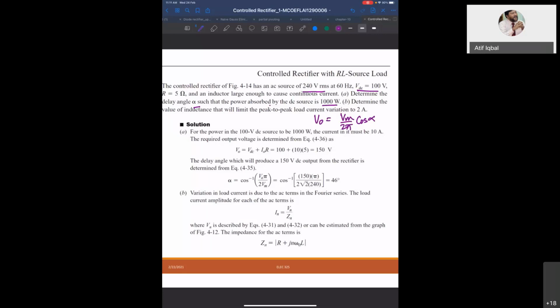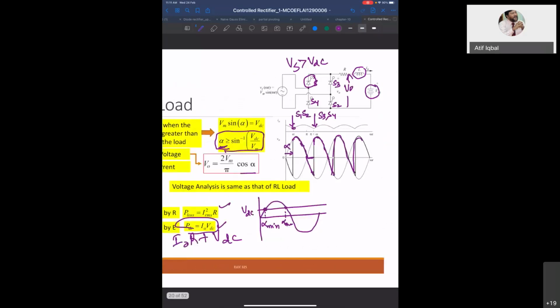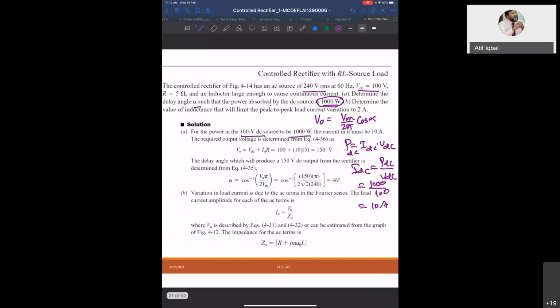You see, the power is given for the DC source as 1000 watt. For a 100 volt DC source supplying 1000 watt, the power of the DC source should be equal to IDC into VDC. So I can calculate the current as PDC upon VDC, which is 1000 watt divided by the DC voltage, which is 100. So this is 10 ampere. 10 ampere current should flow. This 10 ampere that will flow through the battery is also the output current; the same current will also flow through R and L.